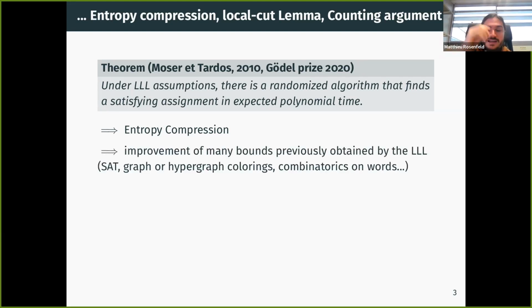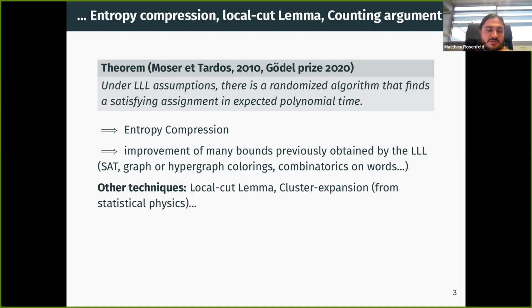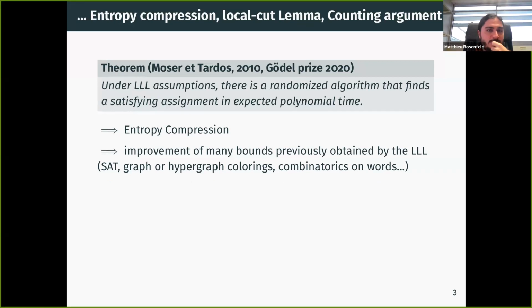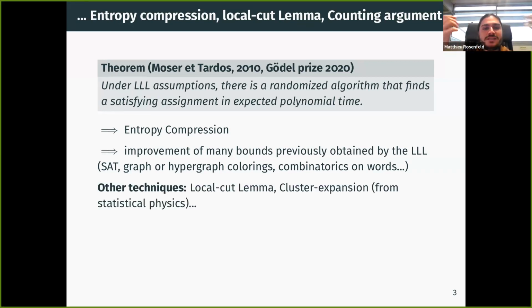And in fact, not only does entropy compression tell you there is an algorithm that runs in expected polynomial time, but it actually improves the bounds in a few situations. There are a bunch of problems where you obtain better bounds with some version of entropy compression than with the Lovász local lemma. So people used it for different problems: SAT, graph coloring, hypergraph colorings, combinatorics on words, many different subjects.